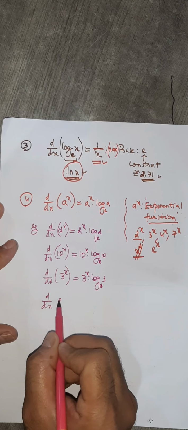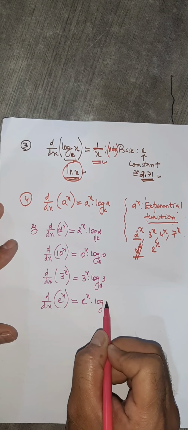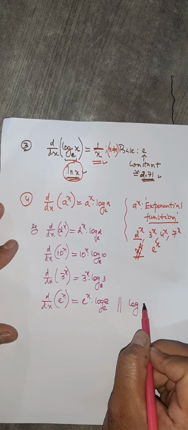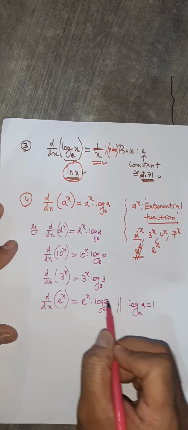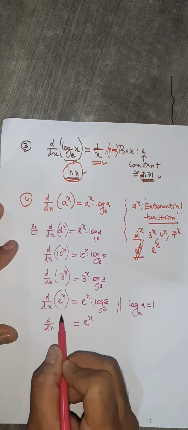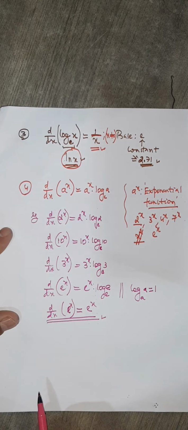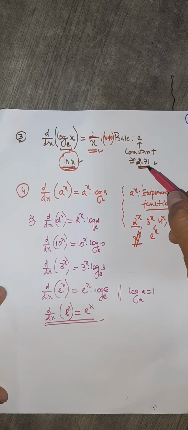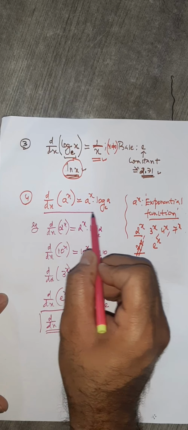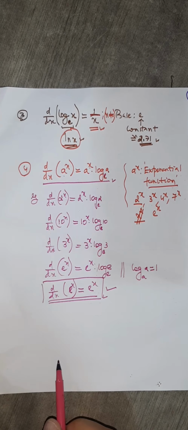d by dx of e raised to x is e raised to x into log e to the base e. You might know that whenever these two numbers are equal, the value is always 1. So this gives us 1, and the derivative of e raised to x is e raised to x. This is the standard exponential function. e is not any alphabet, remember. e is a constant with this much value. So the derivative of e raised to x is e raised to x. In general, the derivative of an exponential function is a raised to x into log a.